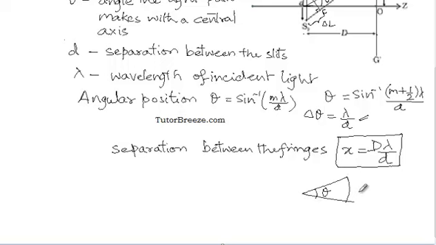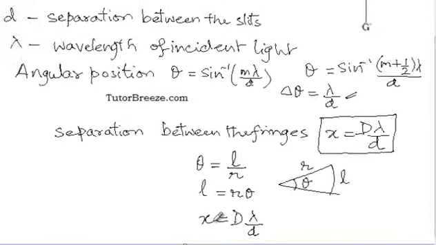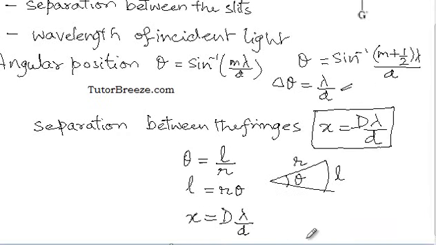You get this relation from the angular separation. Say this is theta, this is the length of the arc, and this is the radius r. Now you have theta equal to L over r, which means L is r theta. Over here in this case we have the angular separation as lambda over d, and the distance is capital D, so we put this over here, D lambda over d, and denoting L by x, we get the separation between the fringes as D lambda over d.